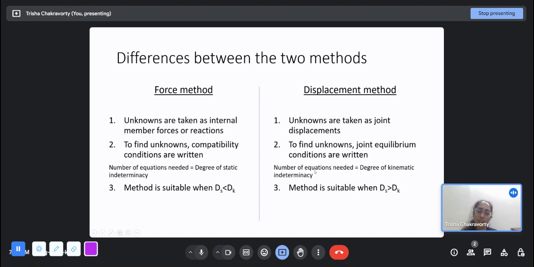So far, we have not looked at kinematic indeterminacy. In the previous classes, whatever we have studied as degree of indeterminacy was static indeterminacy, which has to do with forces and reaction forces. But today we will look at kinematic indeterminacy, because going into the displacement method, that is an important topic. The force method is suitable when ds is less than dk, that is, when the degree of static indeterminacy is less than the degree of kinematic indeterminacy. Obviously, since the number of equations is equal to the degree of static indeterminacy, we will choose this when the degree of static indeterminacy is relatively lesser. And the displacement method is suitable when ds is greater than dk.